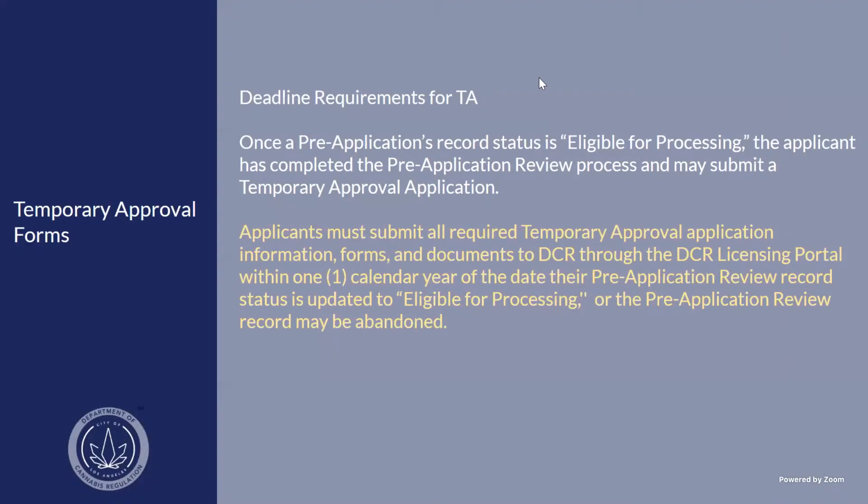So in terms of the deadline requirements, once the pre-application review record has been deemed eligible for further processing, the applicant has 1 year to submit their application. Any pre-application review record that has not been utilized within that 1 year just gets closed out by operation of law. Or if you lose site control and you submit the business premises surrender form, the record can be closed out or abandoned.